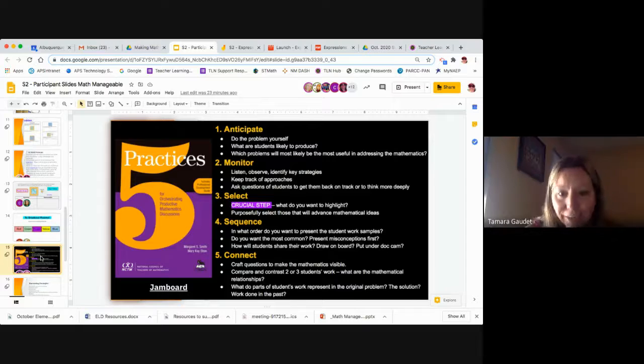I have what I then put what order I want you guys to come in, and that's where my sequencing part. The last one is the connect. This is where we're connecting the math in groups and talking about it. So hopefully today's all about expressions, and we'll have some connection in the math about expressions.